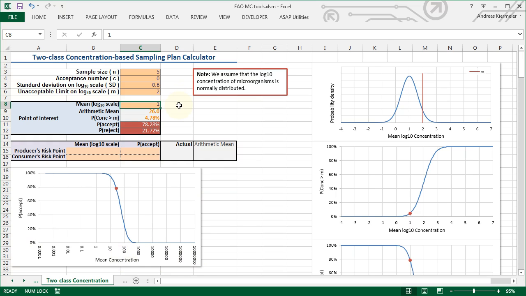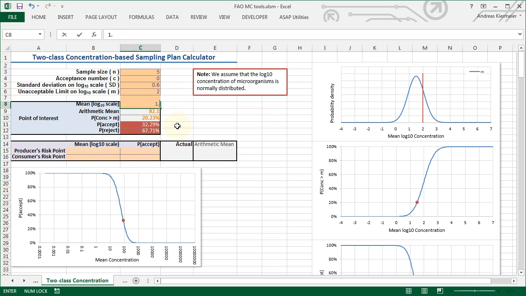Now we can also use this calculator to find the mean concentration which, under the current sampling plane, results in a low probability of acceptance, for example 5%. We can find this by changing the value of the mean log10 to something a bit higher, such as 1.5. The probability of acceptance drops to 32%.